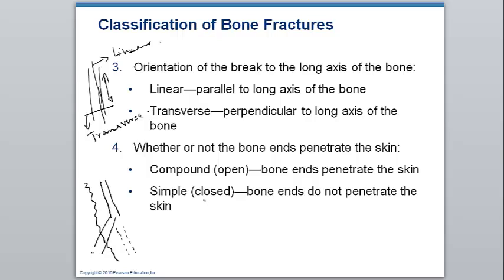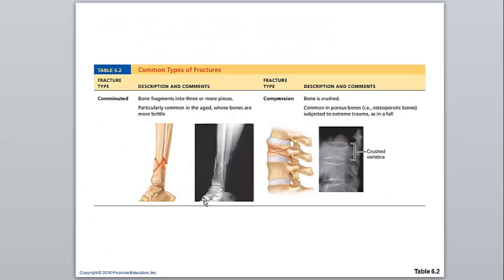So you have two types based on the axis of the fracture. If it is along the long axis, it's linear. If it is perpendicular to the long axis of your bone, it's transverse. If the bone has broken and penetrated the skin, it is compound. If it is not and it's inside, it's simple. Let's discuss all the common fractures.